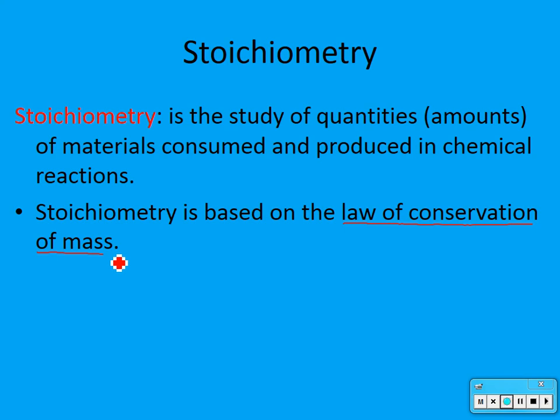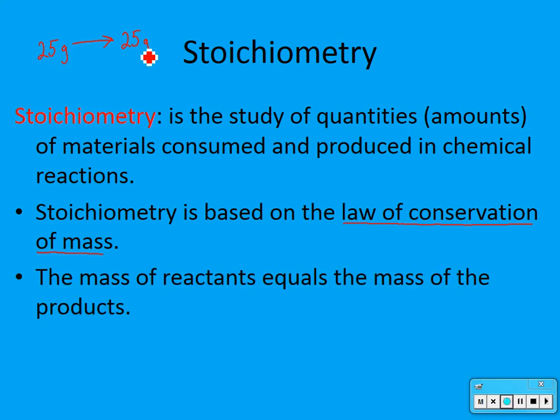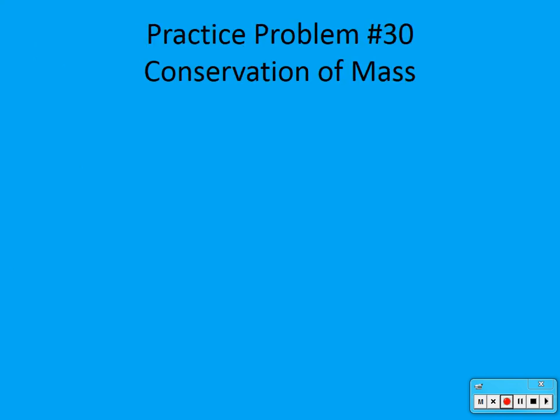So if you started a reaction with 25 grams of reactants, when you do your reaction, the products better have a mass of 25 grams. So you can't create or destroy mass here. So it's always going to be conserved. So the mass of the reactants equals the mass of the products.